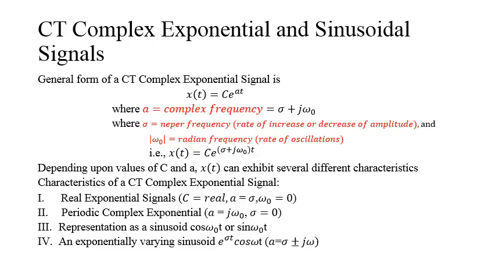So let's start with the general form of a complex exponential signal, which is written like this. In the first part, we are talking about the continuous time case, and in the second part, we will discuss the discrete time case, right? So this is the generalized expression for the complex exponential signal, that is x of t equals c e to the power a t. So I hope you understand.